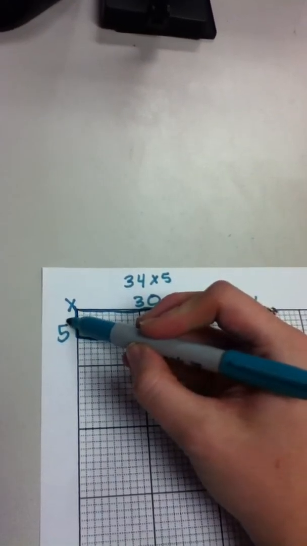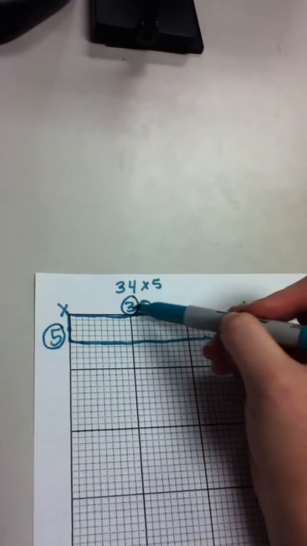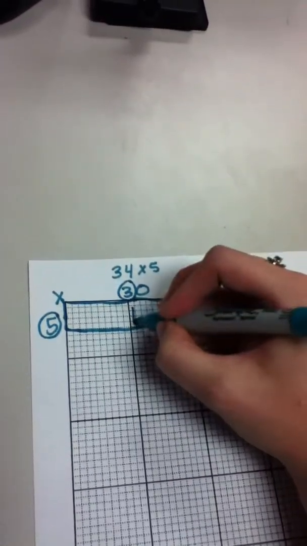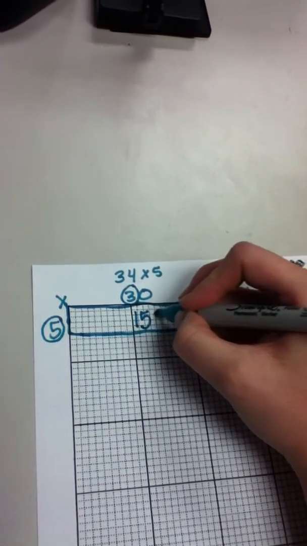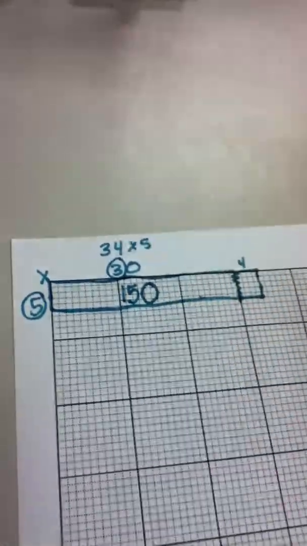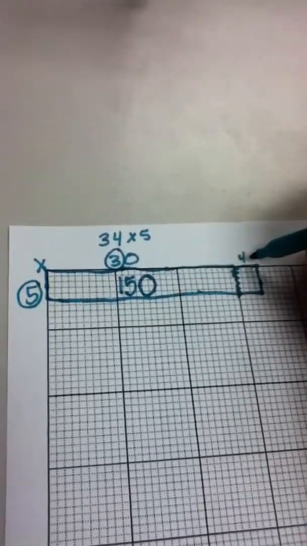That's also the same thing as thinking of 3 times 5, because this is 3 tens. So I have 3 tens 5 times, which would give me 15 of these tens rods, or 15 tens, or 150.